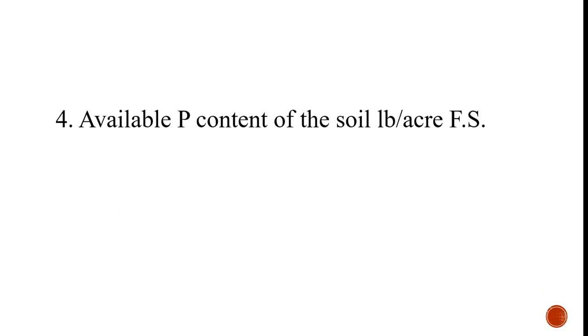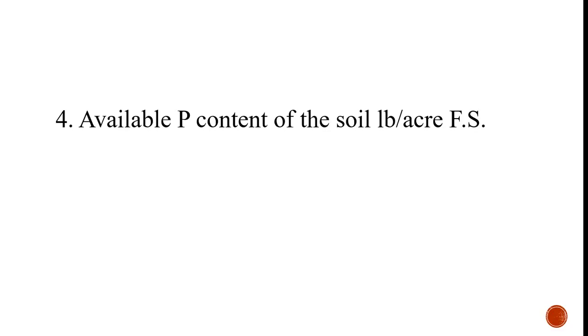And move on to the last but one, the available phosphorus content of the soil in pounds per acre furrow slice. Now we want to calculate the phosphorus content in pounds per acre. Realize that this unit, pounds per acre, is more or less like a unit of yield. It's a field unit because we are looking at acre, that is the area of land, and also pounds, that is mass. Pounds is also a smaller unit of mass.